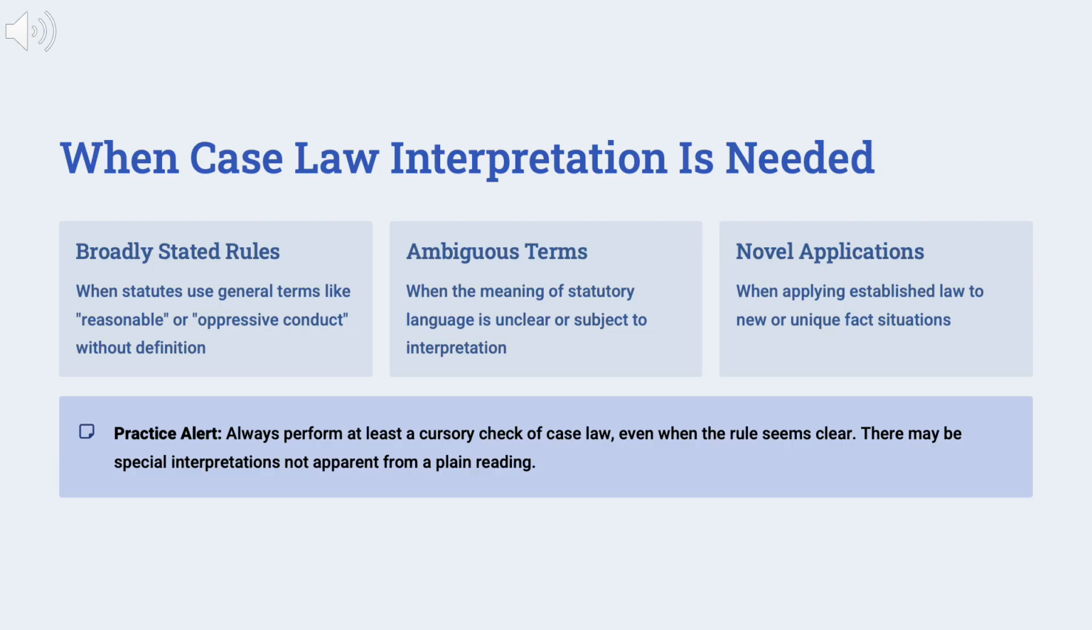The second circumstance is when the meaning of statutory language is genuinely ambiguous or subject to more than one reasonable interpretation. Where the text of the statute does not resolve the question, courts have interpreted it, and those interpretations must be located and applied. The third circumstance is when the rule is being applied to a new or unusual fact situation that differs from the paradigmatic cases the statute was designed to address. Even clear statutory language may produce uncertain results when applied to novel circumstances, and case law from analogous situations provides guidance. A critical practice alert applies here.